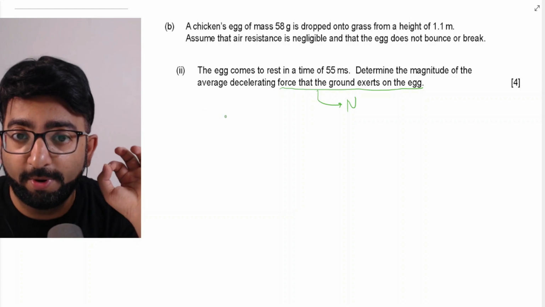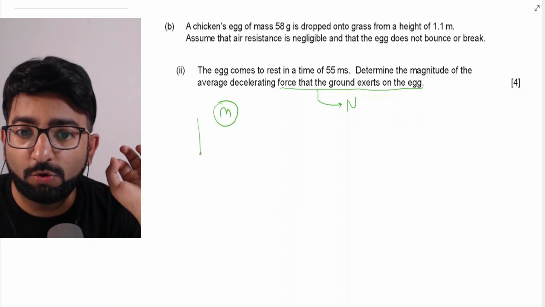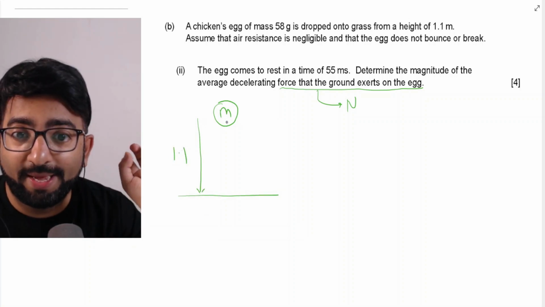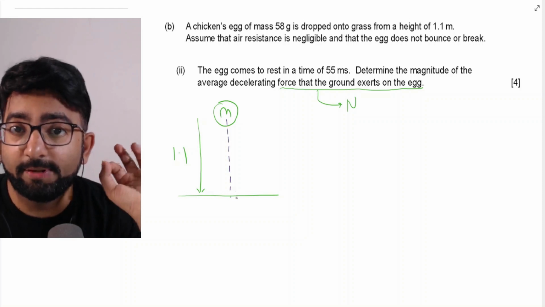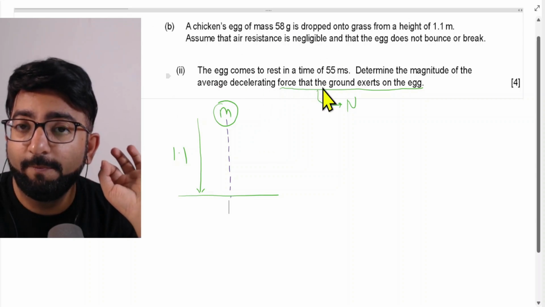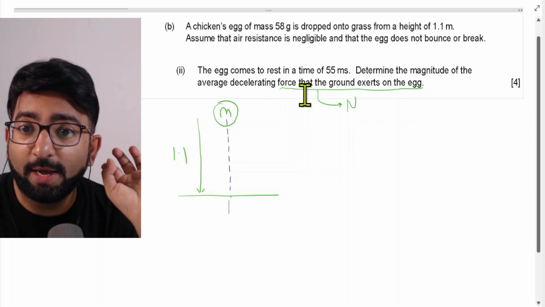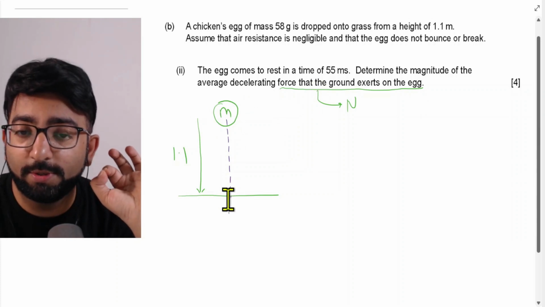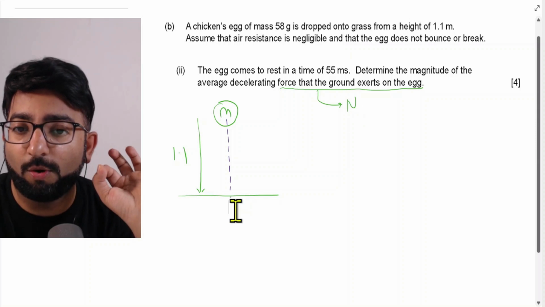Let's draw the diagram again. We have a chicken egg of mass m, which was dropped from a height of 1.1 meters onto the ground. The egg travels 1.1 meters downwards until it hits the ground. It is given that the egg comes to rest in a time of 55 milliseconds. Please do not think that this 55 milliseconds is the time taken for the egg to go from the top to the ground. That's not the time. The 55 milliseconds is the time of contact with the ground.